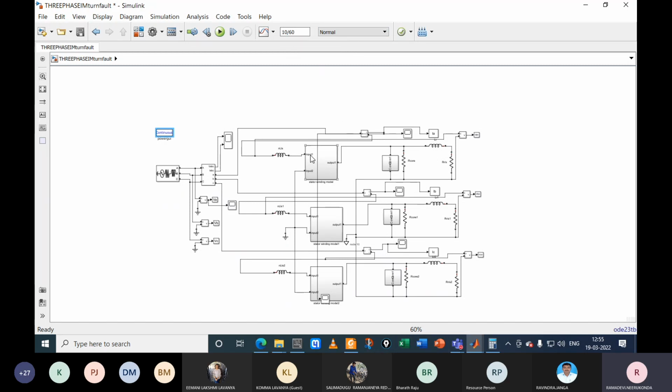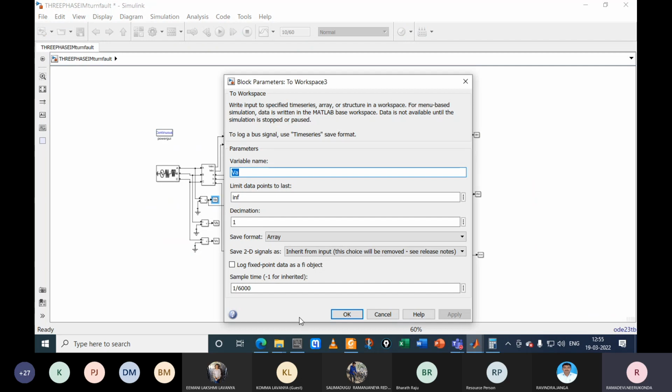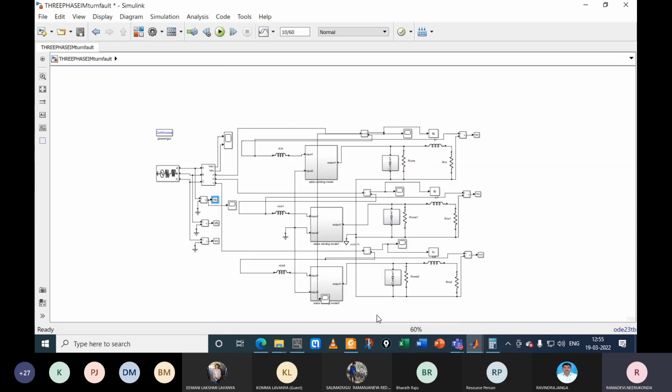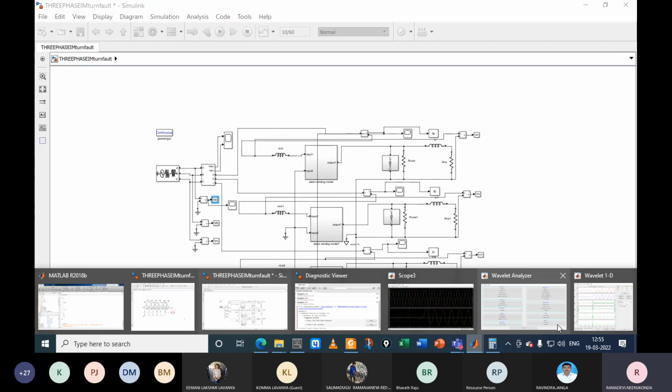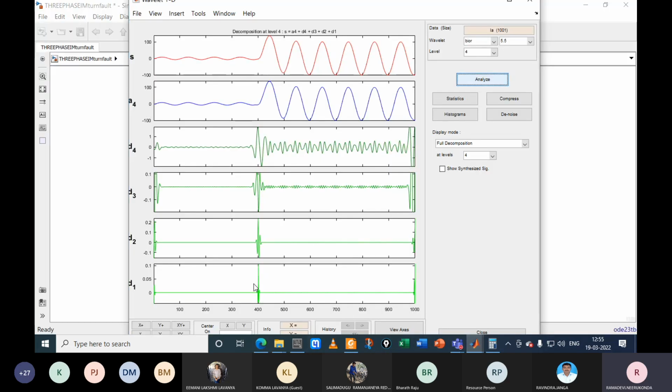So the sampling frequency we give for the measurement is, we see here, 66 kilohertz. That means per cycle 100 samples are generated. So at which instant did we create the fault? We created the fault at the fourth cycle, 4 into 100 samples, 400. So at the instant of the 400th sample, the fault is created.